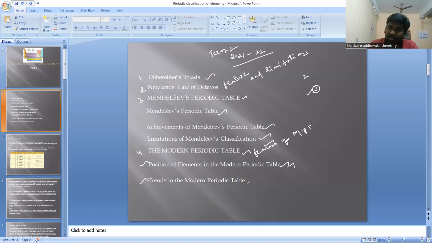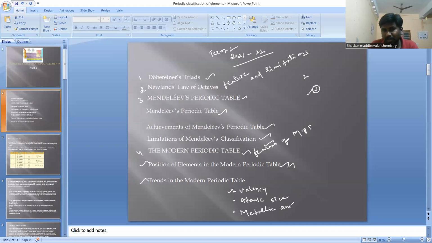Under the trends in the modern periodic table, we need to study three topics. One is valency. Valency is one of the important topics; from here they ask questions. Next one is atomic size, the second topic. And the third topic is metallic and non-metallic nature.